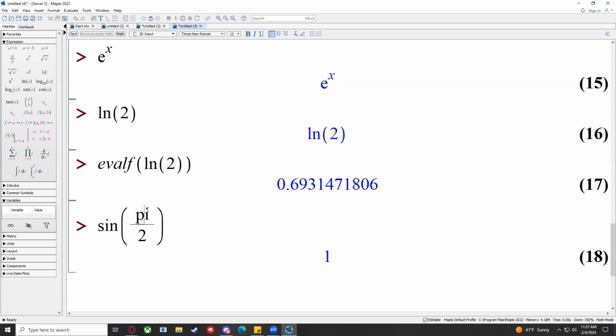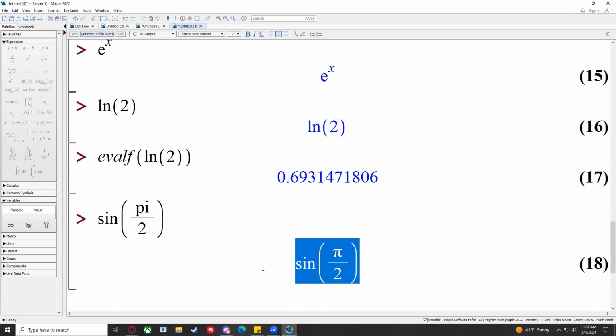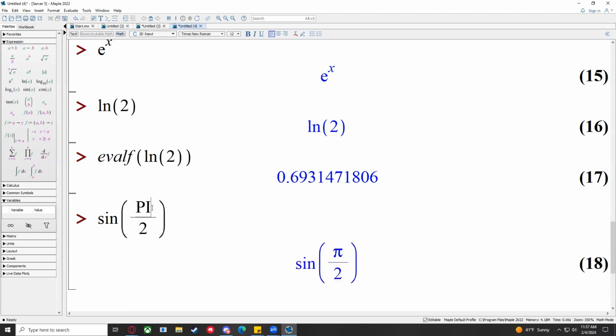I'll tell you now, if you use a lowercase p and a lowercase i, it will make this symbol. So you will not receive a numeric answer, you will receive a symbolic answer. And if you put pi like this, actually that is not pi. This means to multiply. So it's very important that you put a capital P and a lowercase I. That is the correct pi.